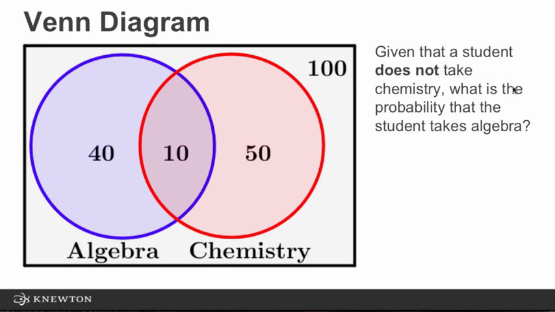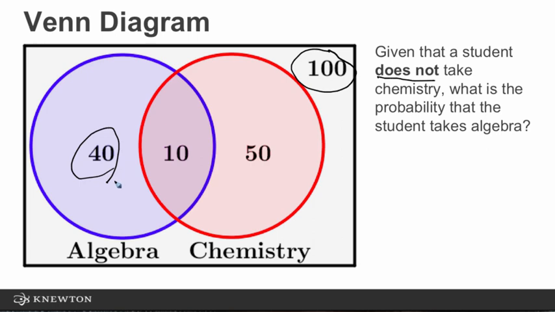Now we're asked, given that a student does not take chemistry, what is the probability that the student takes algebra? So again, we have to be careful to figure out what our sample space is here. We were given that the student does not take chemistry, so that means we are outside of this red circle. That means our options are over here and up here. Those 140 students are the students who did not take chemistry. So that's our sample space.